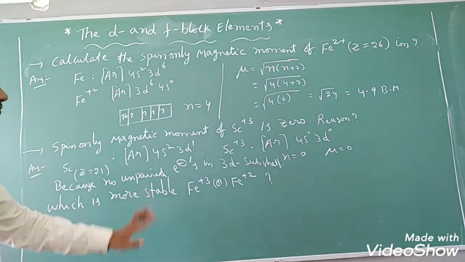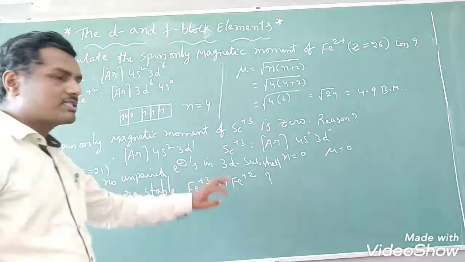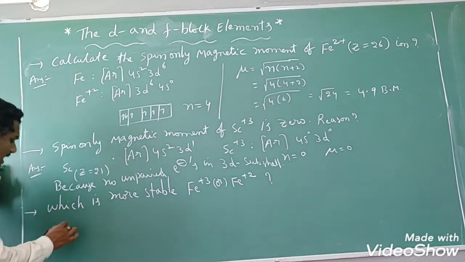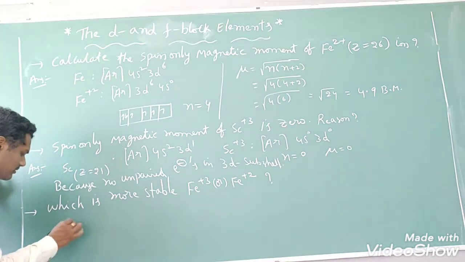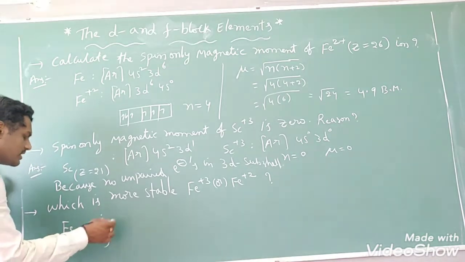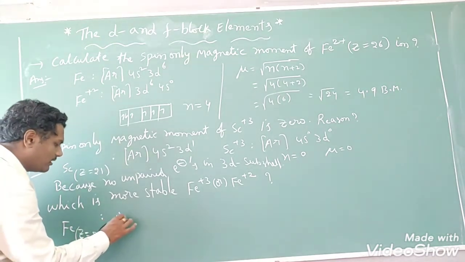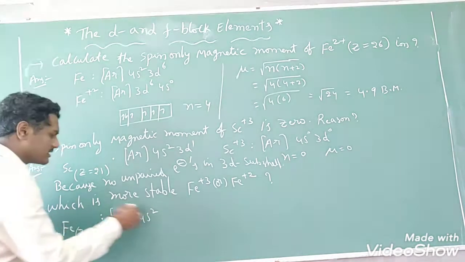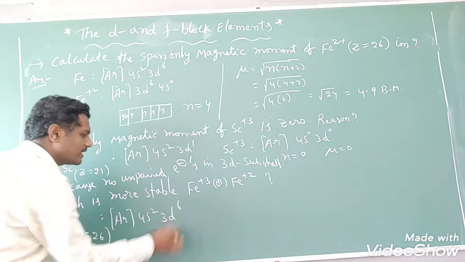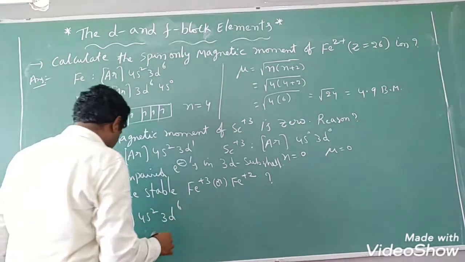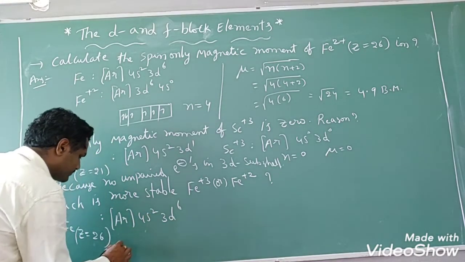Next you see which is more stable, Fe+3 or Fe+2. How do we get to know? See that. Iron atomic number is 26. What is the electronic configuration of iron? Argon 4s2, 20, and over here 26 means the remaining 6 electrons will be in the 3d subshell, right? So Fe+2, you check it first. Iron+2.